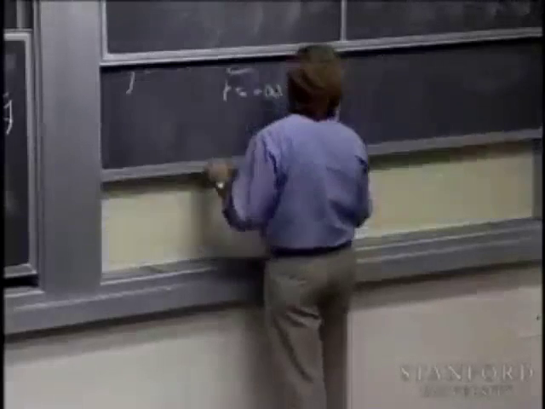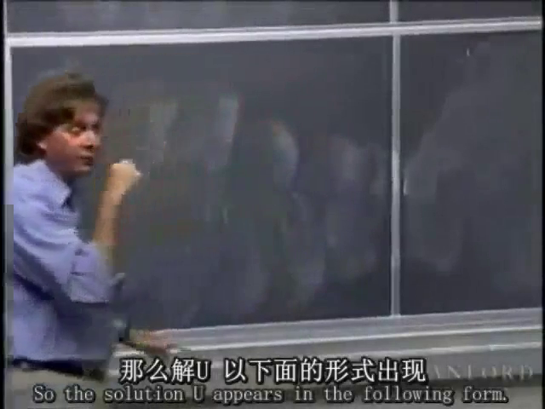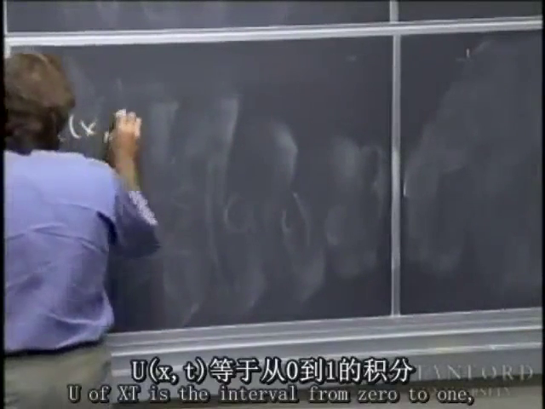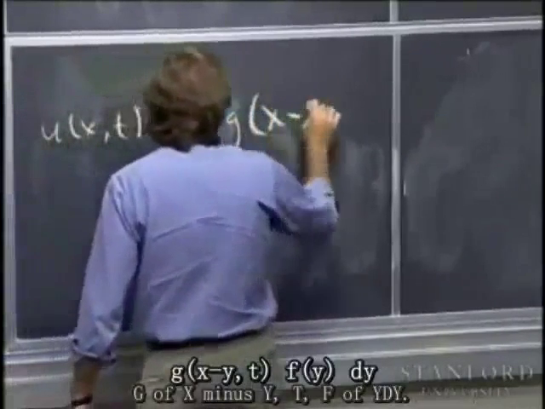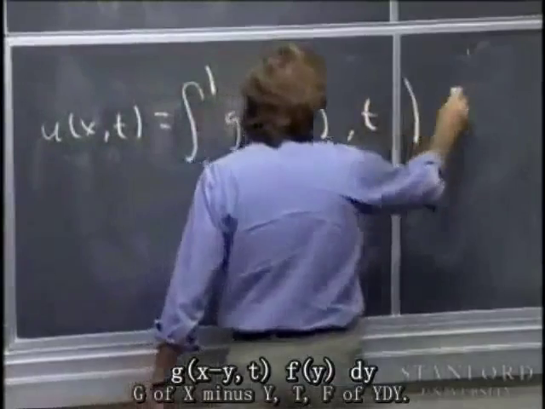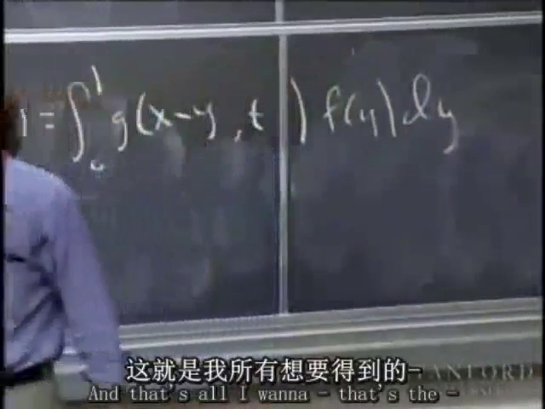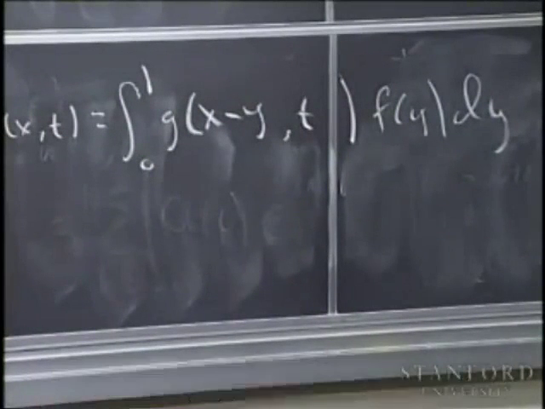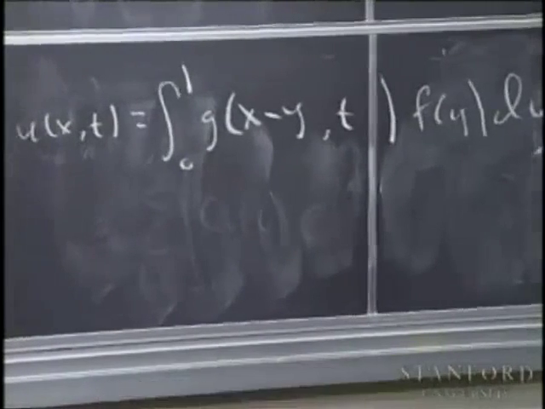Okay? All right. So the solution u appears in the following form. If I just use that as a shorthand notation, the solution looks like this. u of x,t is the integral from 0 to 1 of g of x minus y, comma t, f of y, dy. All right, and that's all I want to do. I'm not going to do anything else. I promise you, I won't do any more rearranging or fiddling around. That's how I'm going to write the solution.